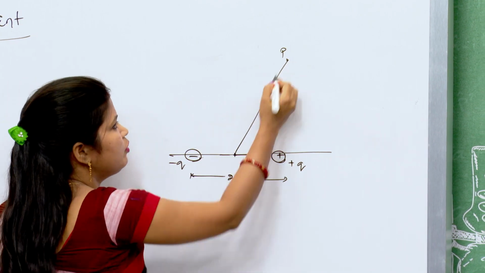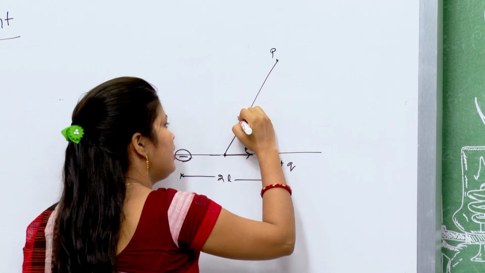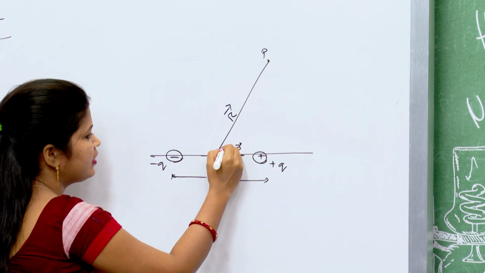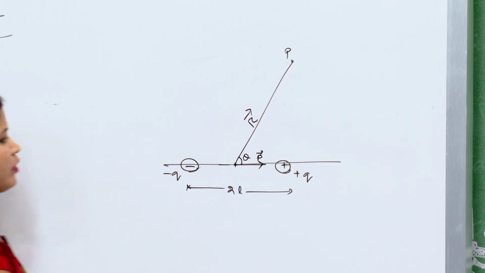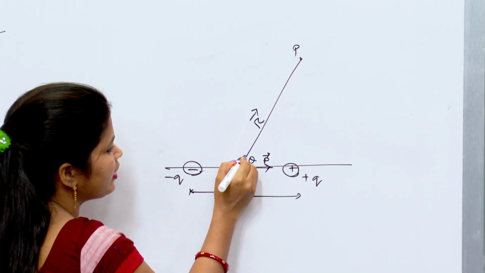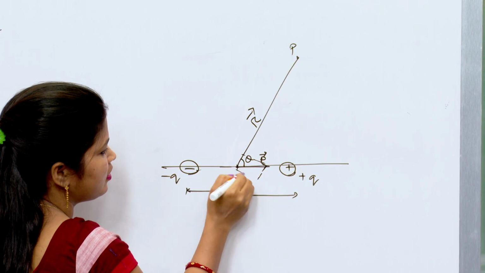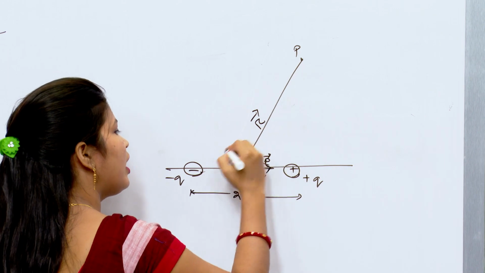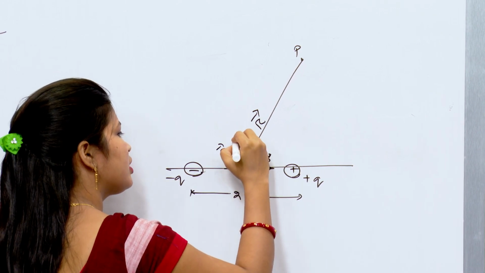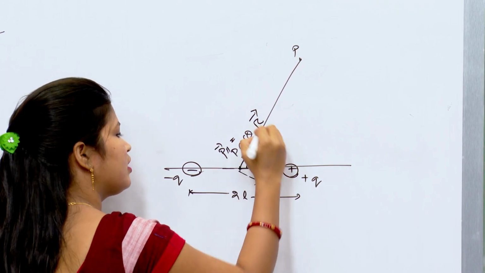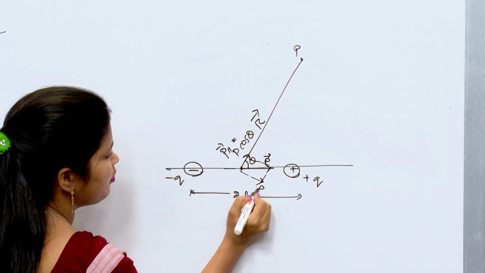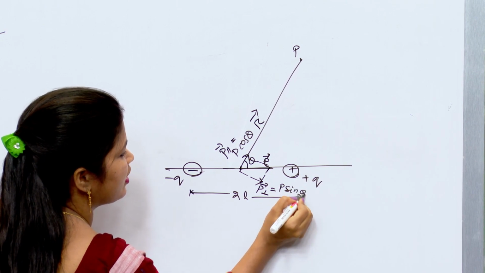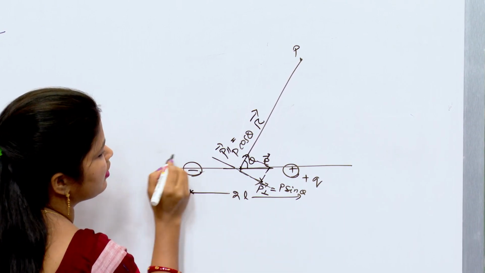The distance from the center of the dipole to the point of observation is r, and the position vector is r vector. The p vector makes an angle theta with the r vector. Resolving p, we get two components: p parallel to r, that is p parallel equals p cos theta, and p perpendicular to r, that is p sin theta. This is the p sin theta line.